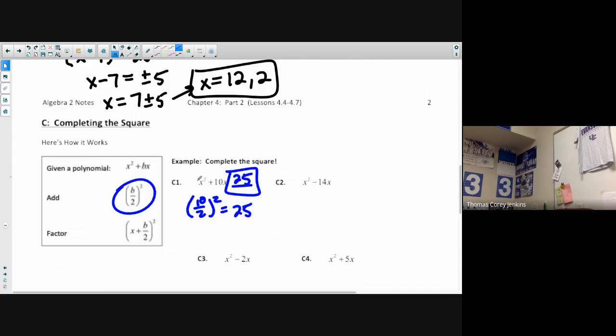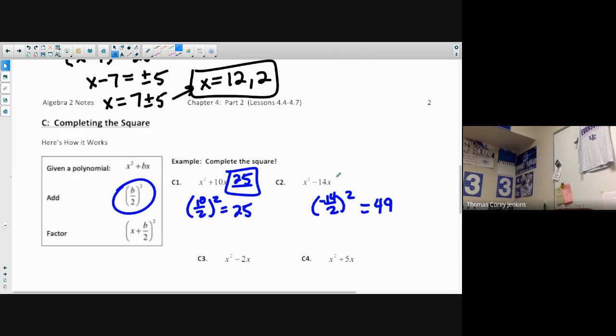Right, because why? Now we have a perfect square trinomial, right? Starts in a perfect square, ends in a perfect square. Middle term is 2 times a times b, okay? All right, so looking at the next one, does a minus sign make a difference? Let's see. So on this one, we'd go negative 14 over 2 squared. So that's negative 7 squared would be positive 49. So that minus sign does not make a difference.